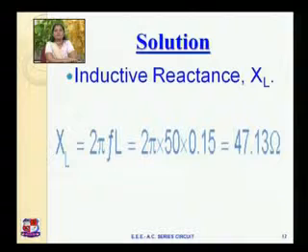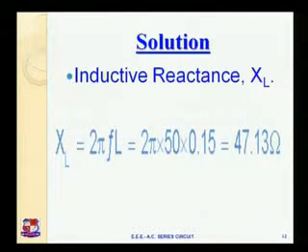So first of all, we have to find the inductive reactance XL. Equation of XL is known to us, which is 2 pi FL. F is the frequency which is given, L is the value of inductor which is also given. So it is equal to 2 into pi into 50, which is our frequency, and 0.15 Henry, which is our inductor. So your answer is 47.13 ohm. This is our inductive reactance.